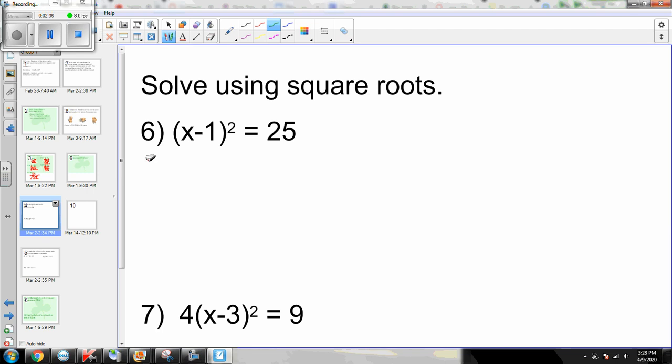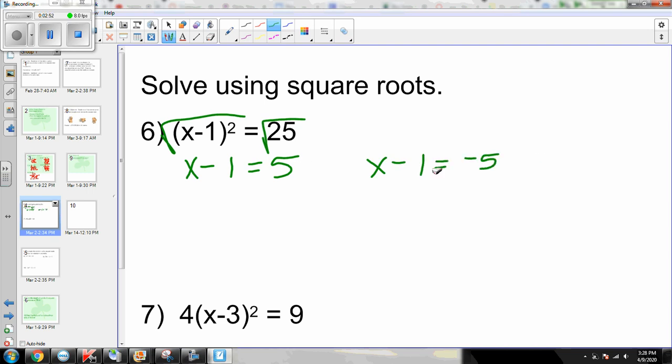On number 6, I can take the square root of both sides. When I take the square root of x minus 1 to the second, I just get x minus 1. But then I would have it equal to 5 and negative 5, because the square root of 25 is 5 or negative 5. Then I'll solve both equations for x by adding 1. My first solution is x equals 6. If I add 1 to my second equation, I'll get x equals negative 4.